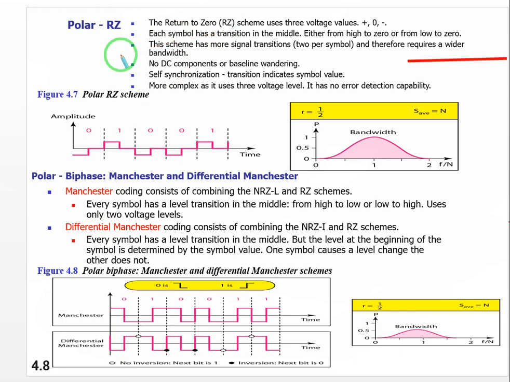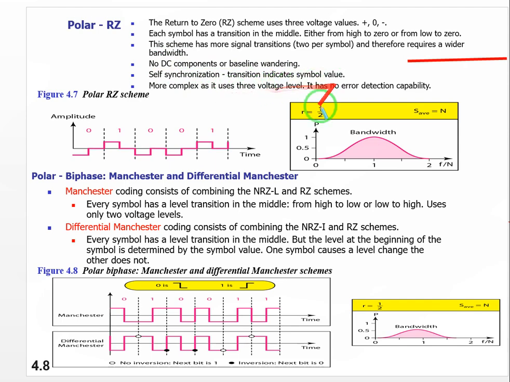Now coming to the third line coding scheme, which is polar return-to-zero. Return-to-zero uses three voltage values: plus, zero, and minus. Each symbol has a transition in the middle, either from high to zero or from low to zero. This scheme has more signal transitions. Transition means it will change at any point. So there is no DC component and no baseline wandering, and therefore it requires a wider bandwidth. Self-synchronization is provided, but it is more complex.